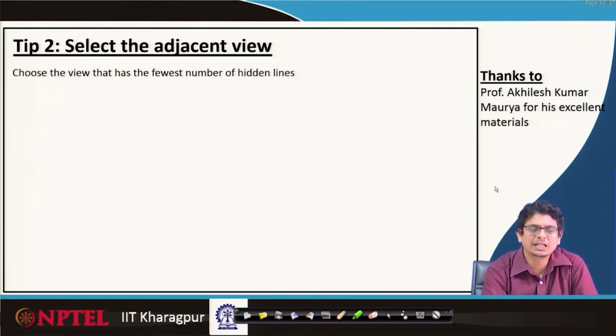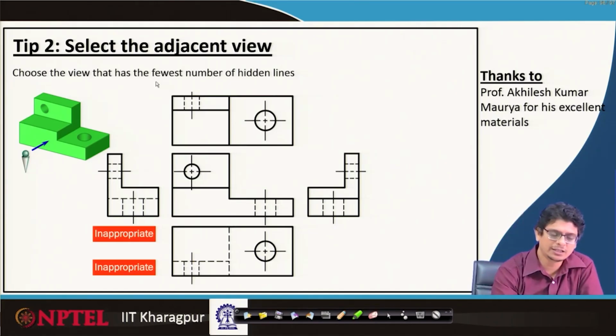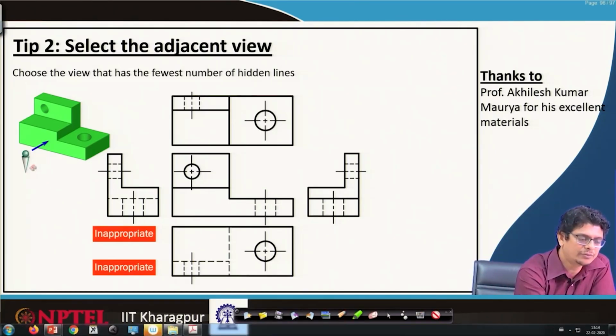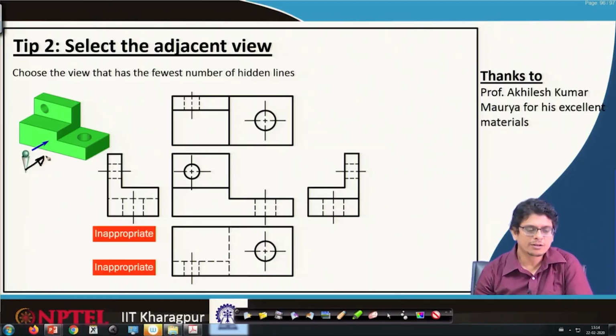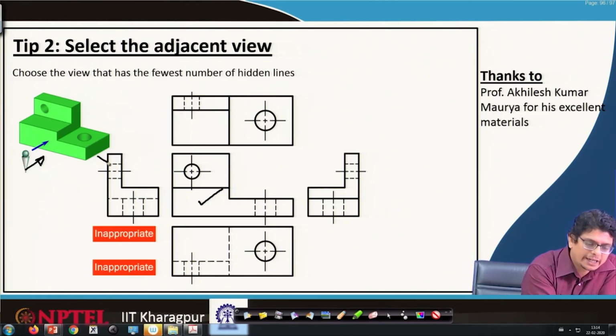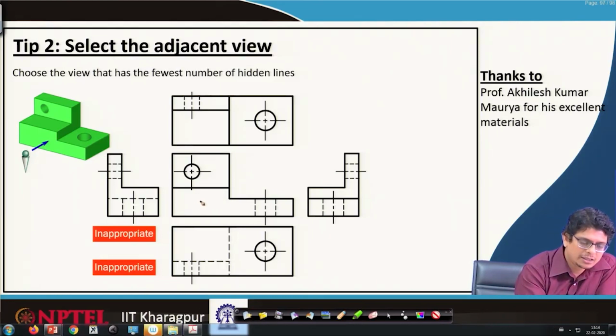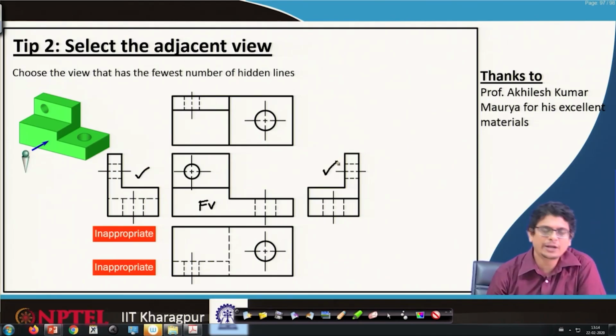The second tip is, select the adjacent view. Choose the view that has the fewest number of hidden lines. For that, if we are picking this one as the front view, the adjacent view can be in this direction, it can be in that direction also. Again same thing, the fewest number of hidden lines we have to pick. This is the front view we are picking. Whether we would like to use this one or this one, we will see.